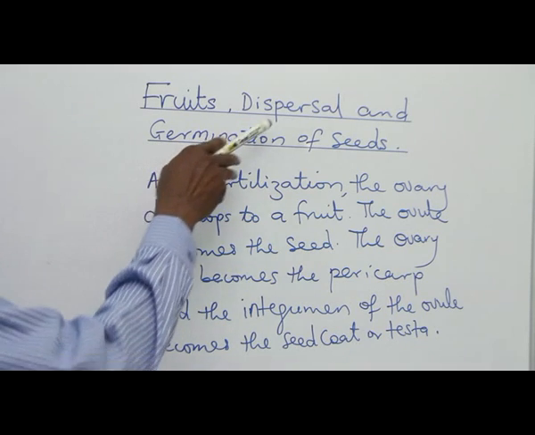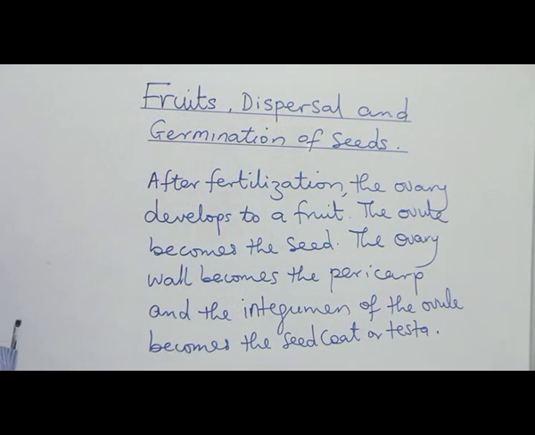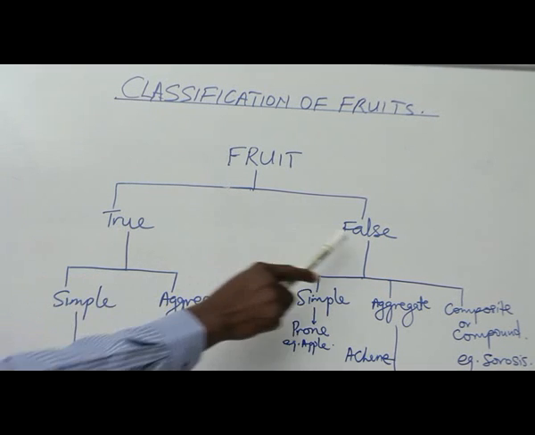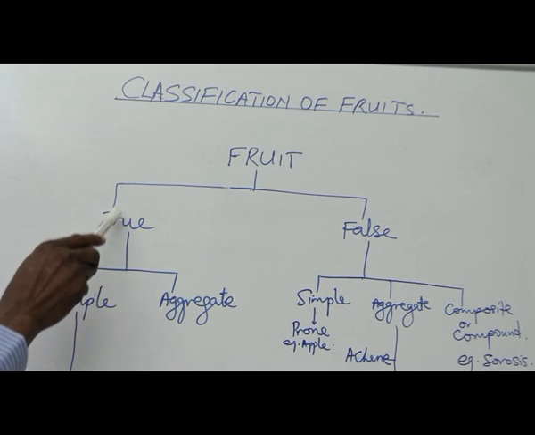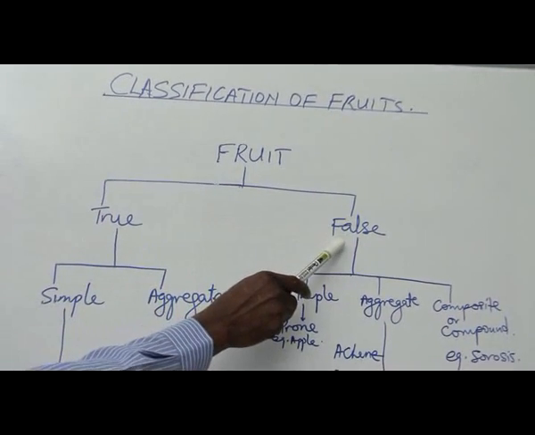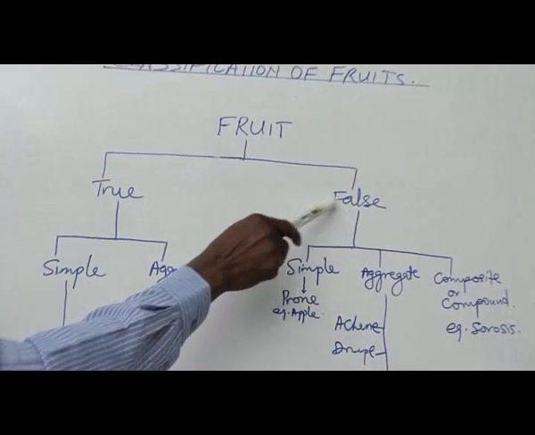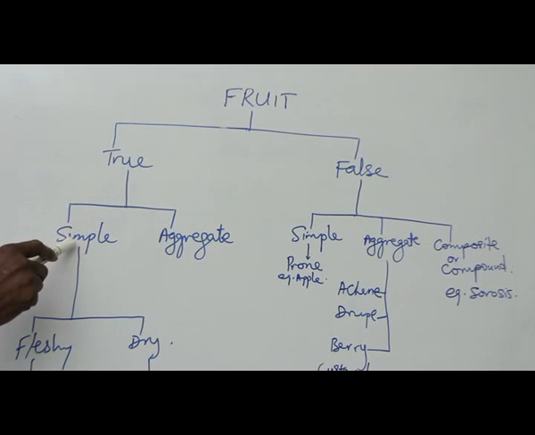Before we discuss how the seeds are being dispersed or germinated, let's look at the classification of fruits. A fruit is either a true fruit or false fruit. It's a true fruit if it's formed from only the ovary. It's a false fruit if the ovary and other parts of the flower become part of the fruit. A fruit is simple if it's formed from an ovary with one carpel or many carpels that are fused.